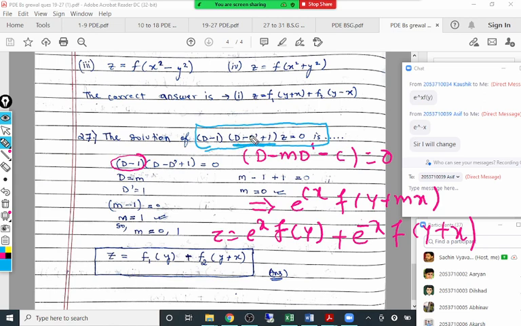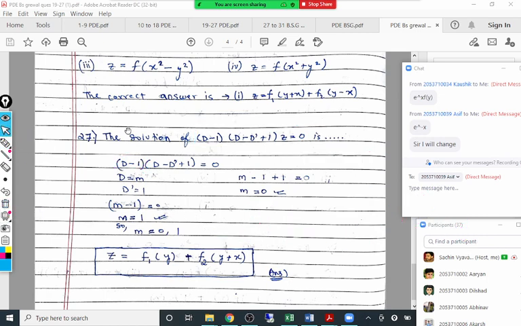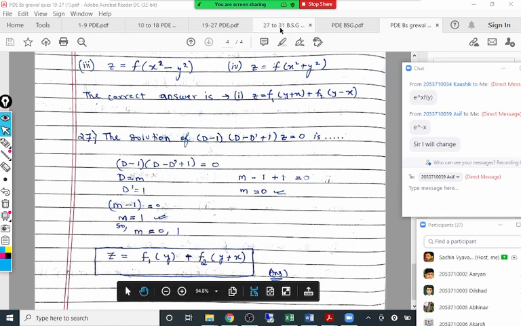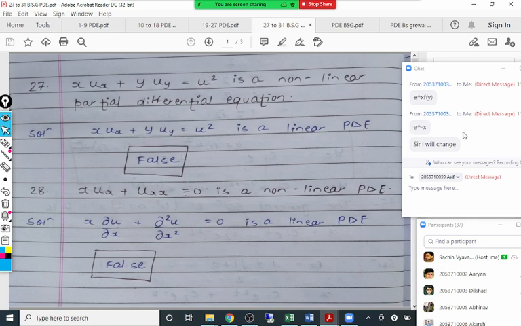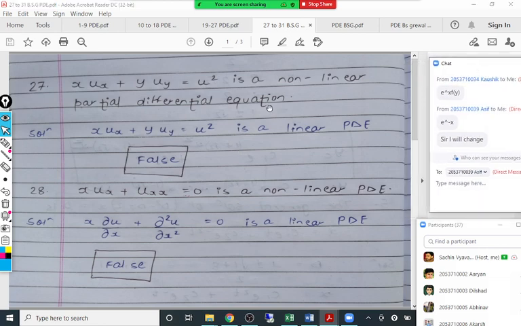Yes, no issue. So the correct answer is z equal to e raised to x f of y plus e raised to minus x f of y plus x. Okay, I hope there is no doubt up to 27 then. The last 4 questions. Okay, who completed this?